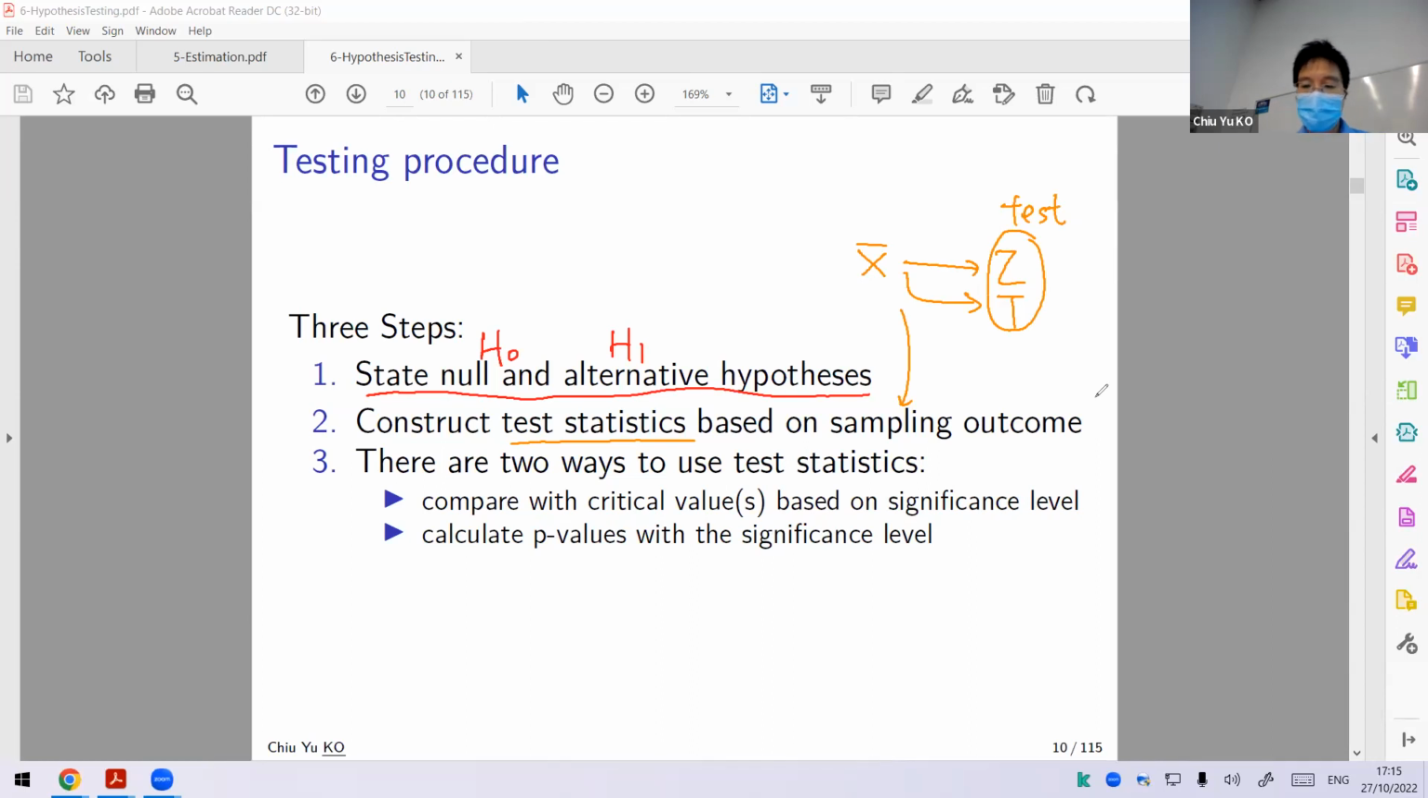And there are two ways to use this number. One is to compare with critical values, or what we call p-values. These are the two ways you're doing it, and the idea is very simple. Let me give an example. So I have said that's what you are doing. X bar will have mu here. So what is the test statistic here?